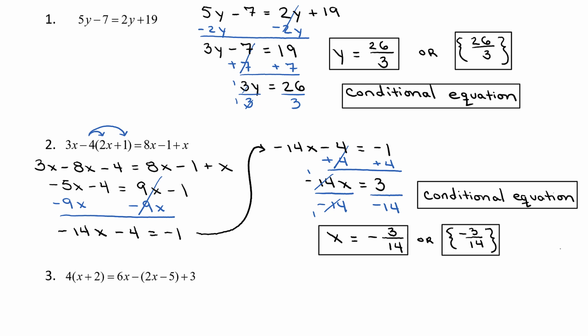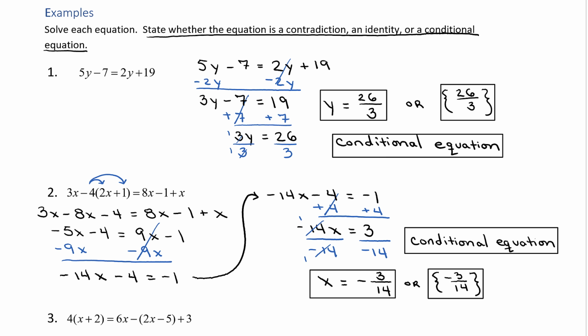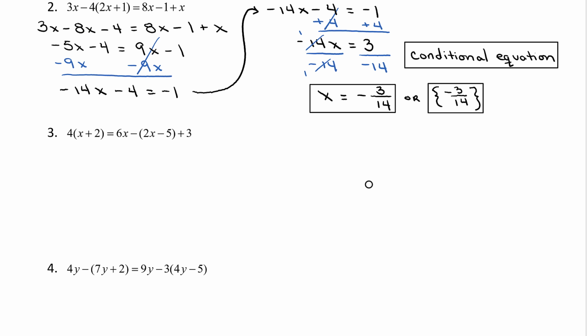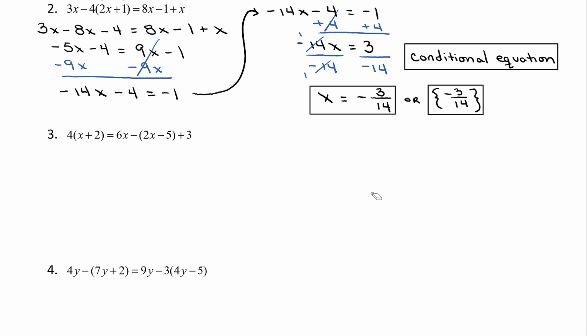Example number 3. 4 times, we're going to open up a set of parentheses. We're going to have x plus 2, close the parentheses, equals 6x minus, open up a set of parentheses, 2x minus 5, close the parentheses, plus 3. I'm going to distribute the 4 in front of the set of parentheses and the negative sign in front of the parentheses on the right-hand side. And we'll be left with 4x plus 8 equals 6x minus 2x plus 5 plus 3.